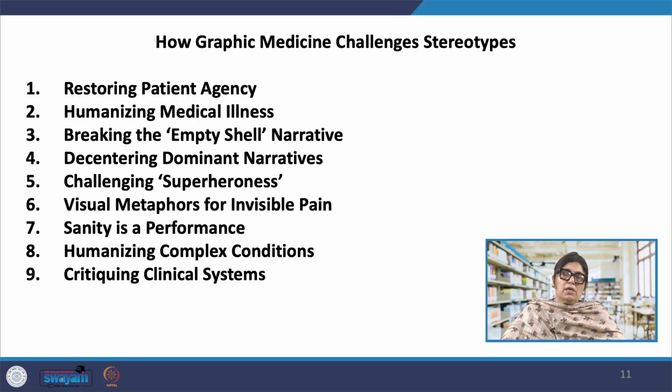Critiquing clinical systems, many authors, including Clem and Oliver Martini in Bitter Medicine, use their stories to expose the inadequacies and dehumanizing aspects of the healthcare system. Graphic memoirs fight mental illness stereotypes by using personal narrative and visual metaphors to replace sensationalized, media-driven violence and incapacity with nuanced life experiences. These first-hand accounts, often called graphic medicine, reclaim the narrative from medical authorities to show the subjective, complex reality of conditions like OCD, bipolar disorder, and schizophrenia.